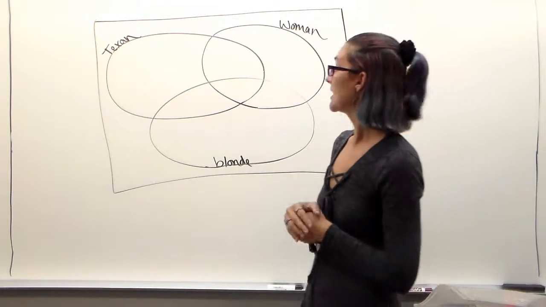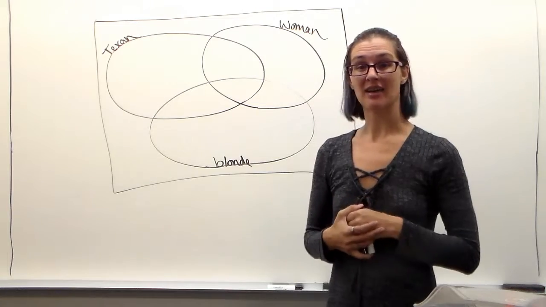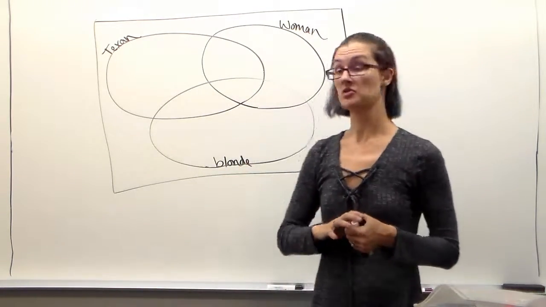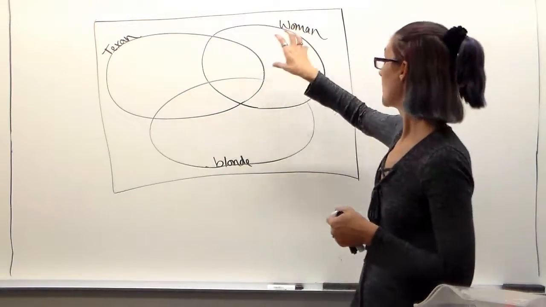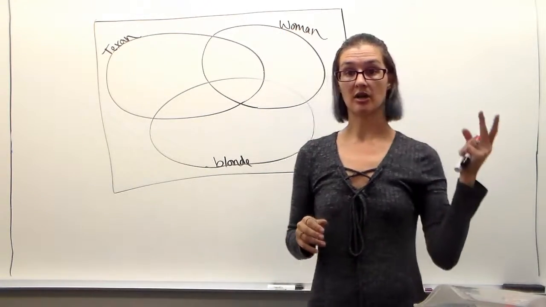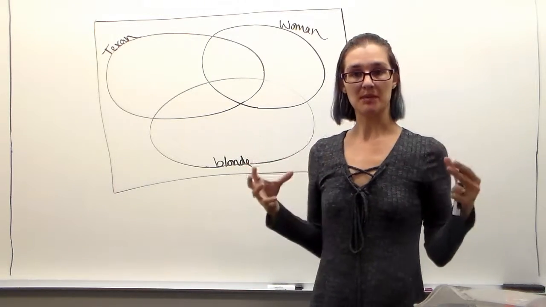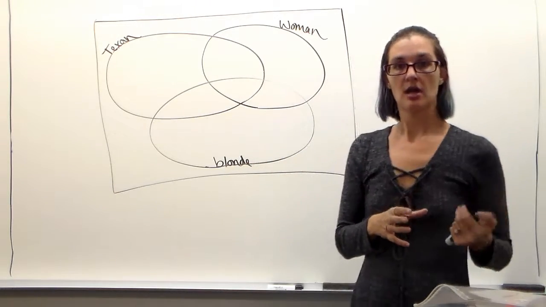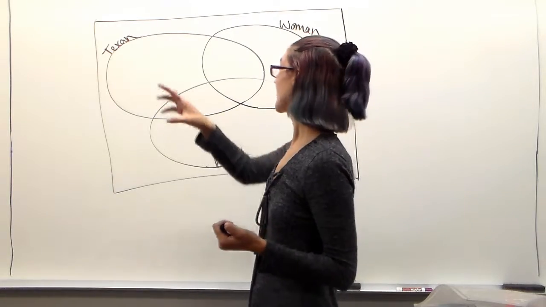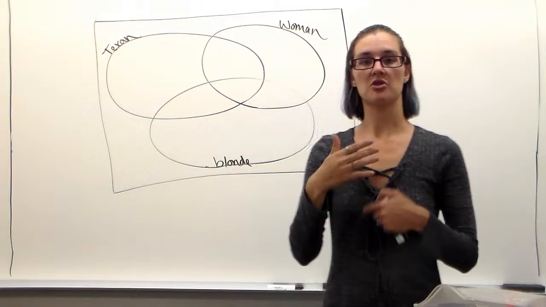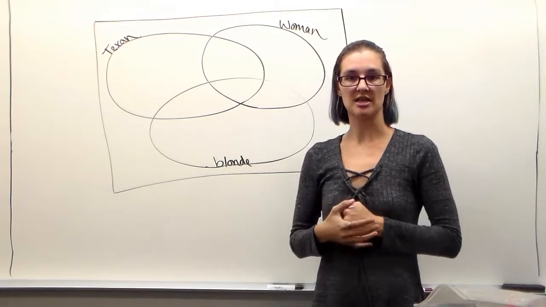And so what I'm doing here is I'm just trying to identify. I use labels of Texas, women's, and blondes. So people who live in Texas, women, and people with blonde hair. And so I just want to identify what type of people are in each section. You could use something such as dog owners, cat owners, fish owners, and you can identify what type of people are in each section.